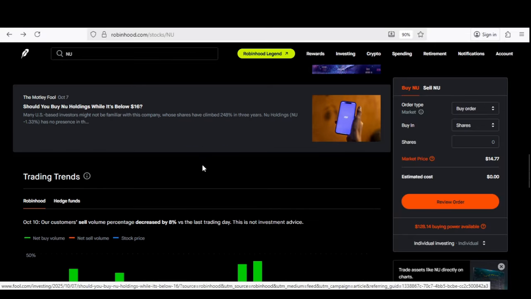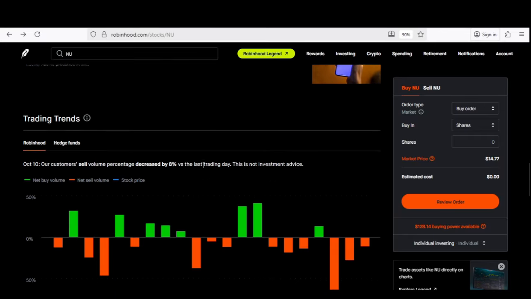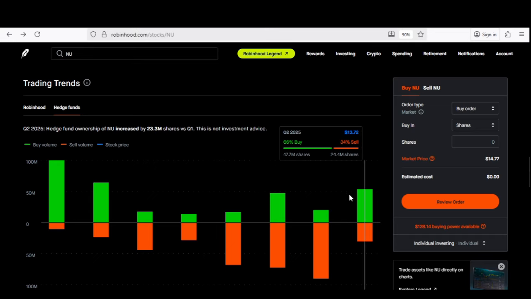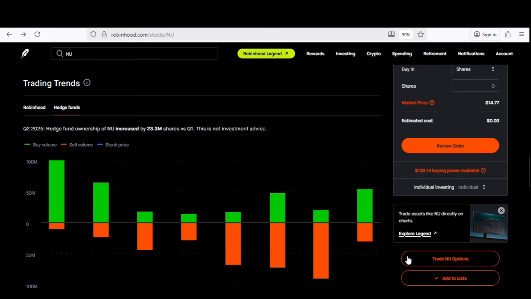So let's see the trading trends. With the trading trends, as we can see, Robinhood investors are selling out of this stock. Not sure why. And if you go over to hedge funds, you're going to see hedge funds are buying way more than they are selling. So I guess they see there's an opportunity here as well. Now, we're going to scroll down and jump into the options chain. And for that, let's go to trade and new options.